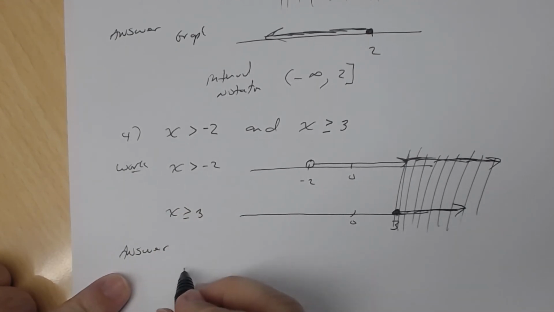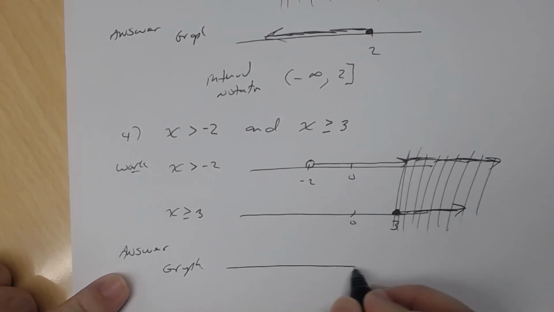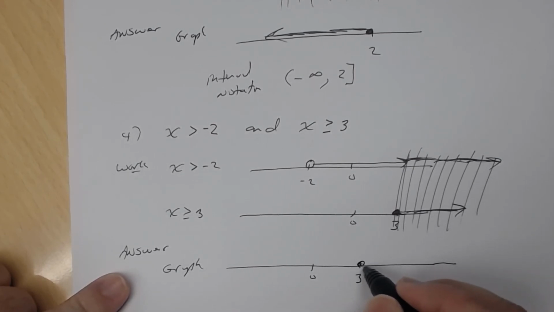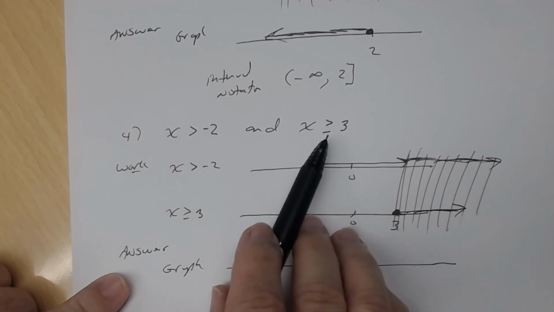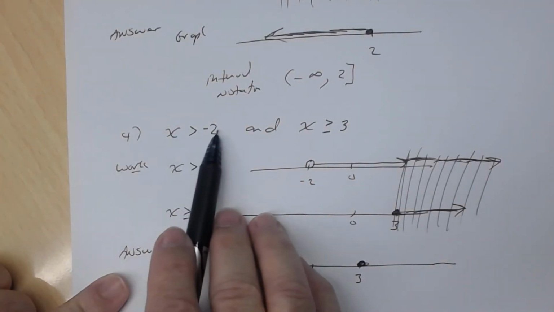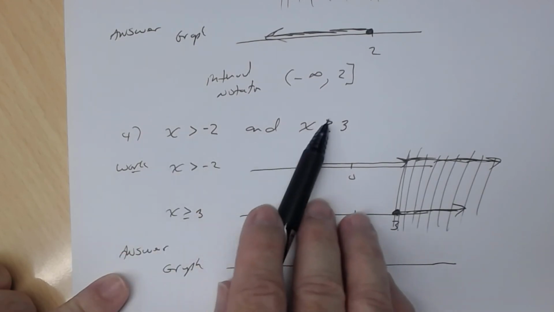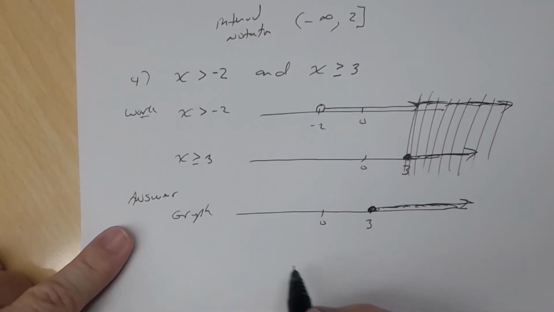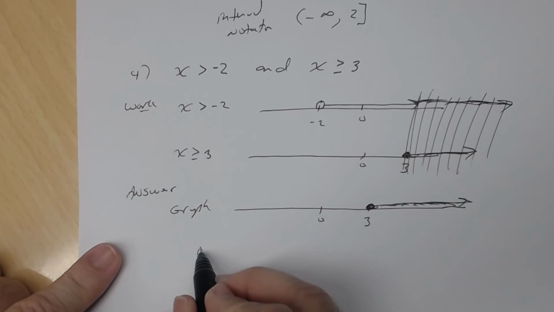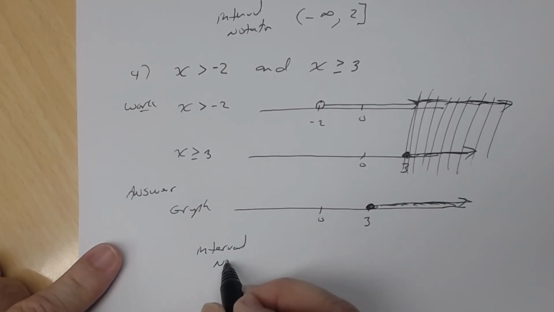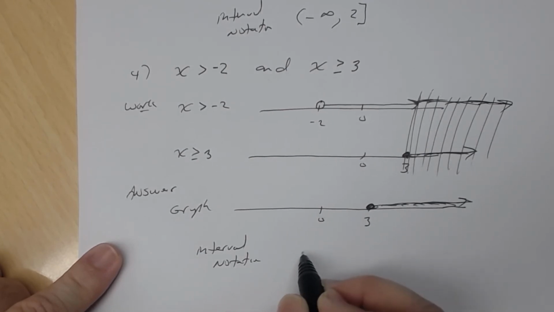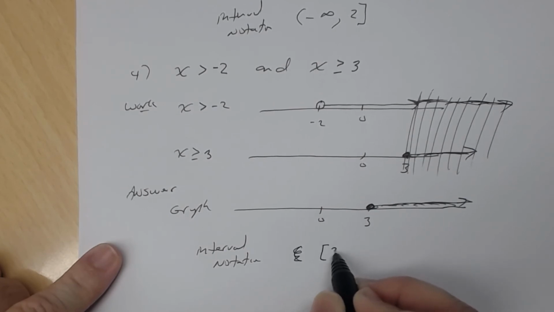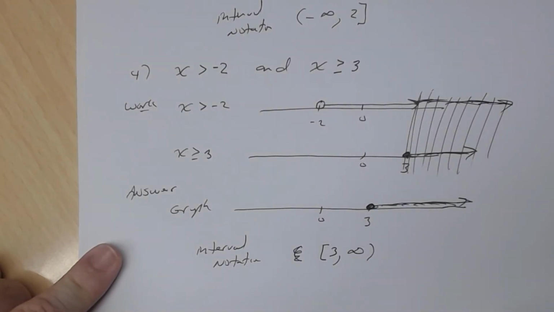So your answer, the graph of the solution set: you're going to say, here, this is 0, this is 3, closed circle, because 3 satisfies this, so 3 is the solution here, and 3 is the solution here because of the equal sign. So closed circle, and then you go to the right. So there's your graph. That's the graph of the solution set. So your interval notation, you're going to say bracket 3, comma, infinity.